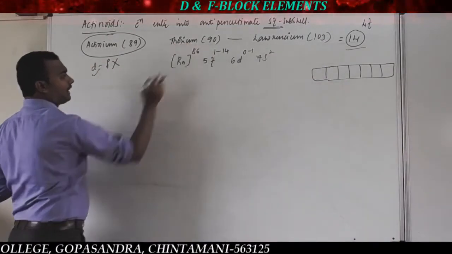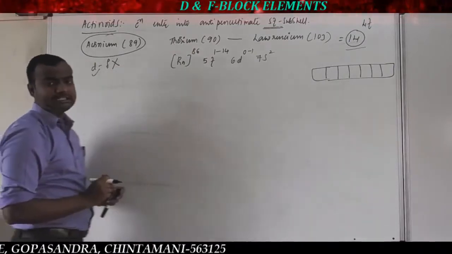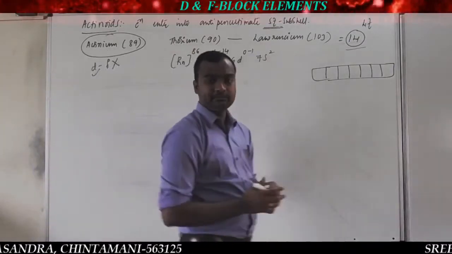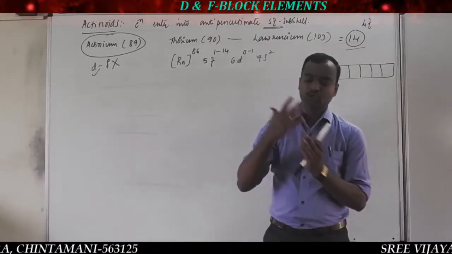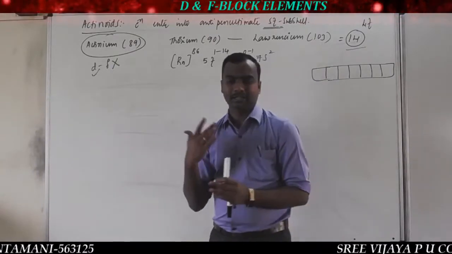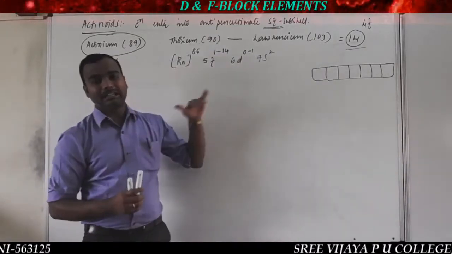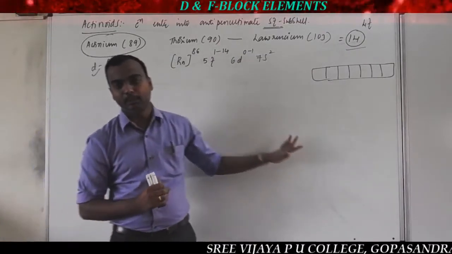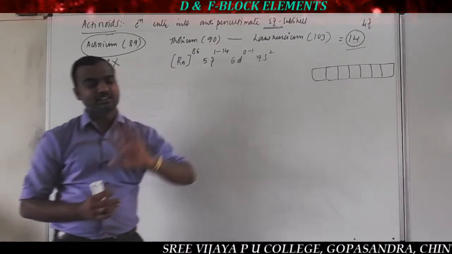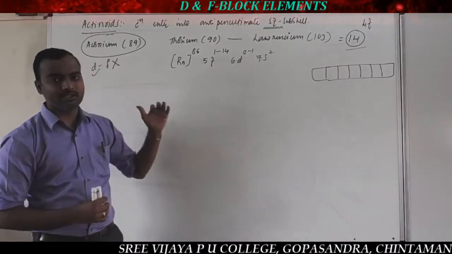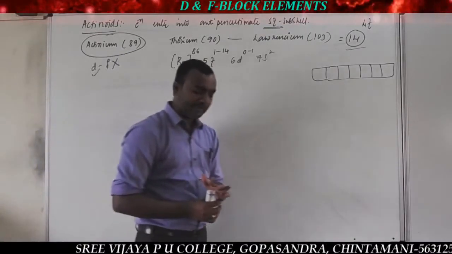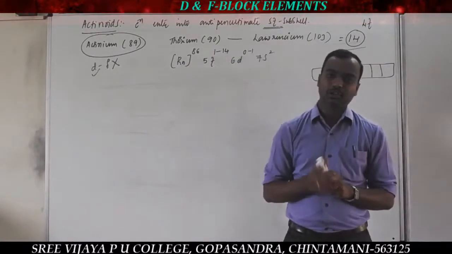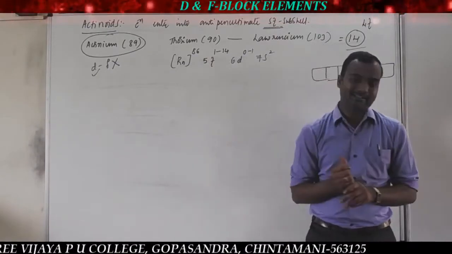After thorium comes protactinium, next uranium, then neptunium, plutonium, americium, curium, berkelium, californium, einsteinium, fermium, mendelevium, nobelium, and lawrencium. So these are the 14 elements. I will give the symbols as well as the names, atomic numbers and configurations, all those things explained in the next class. Thank you.